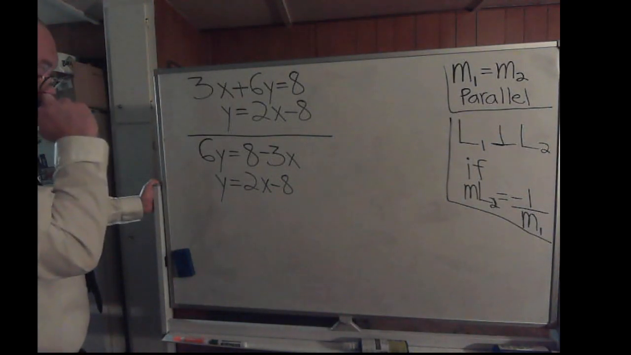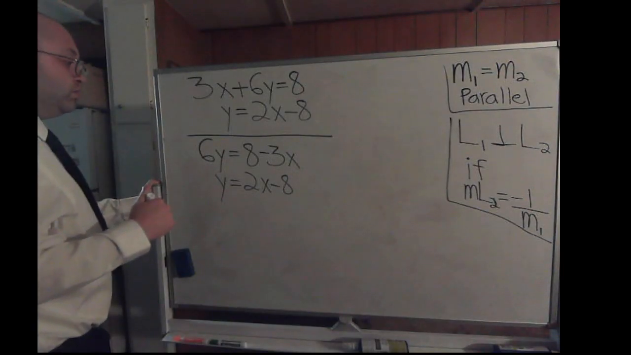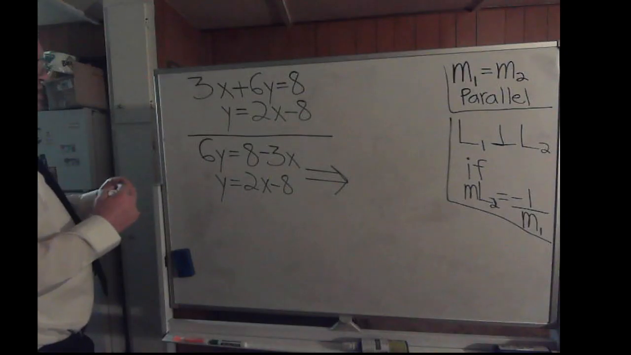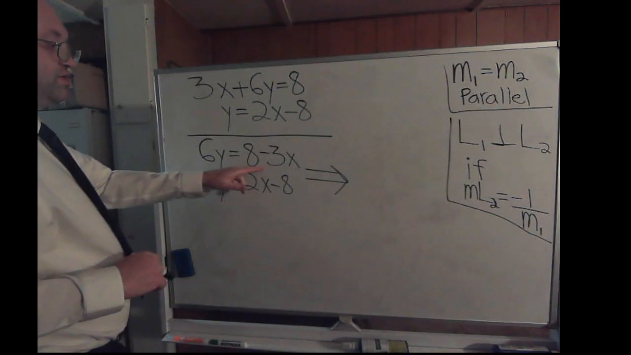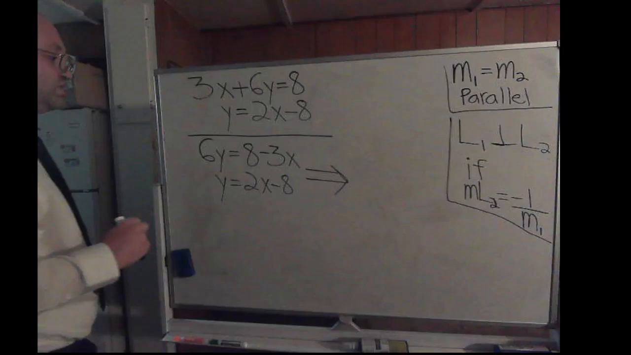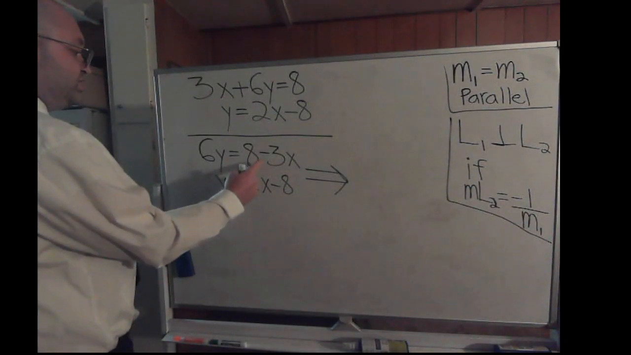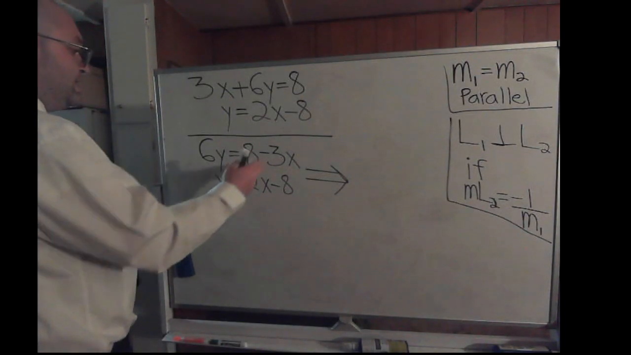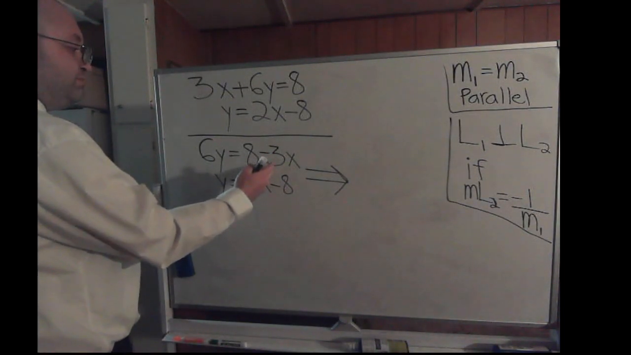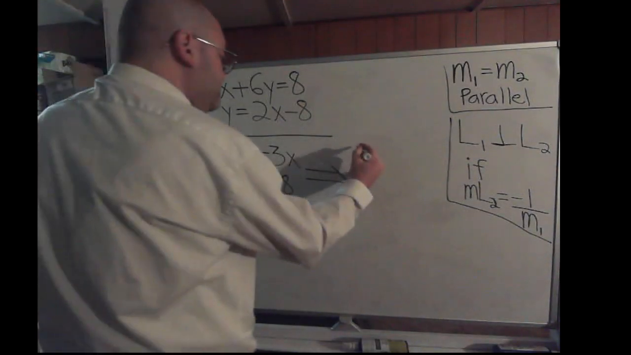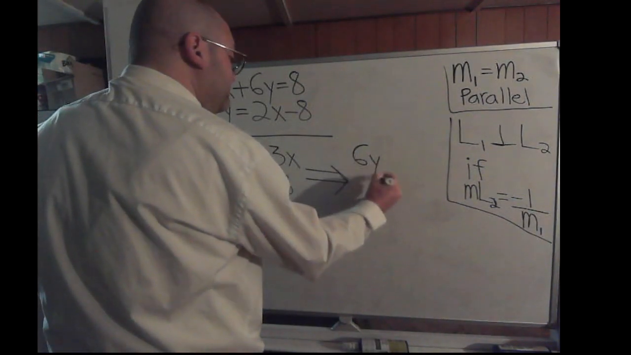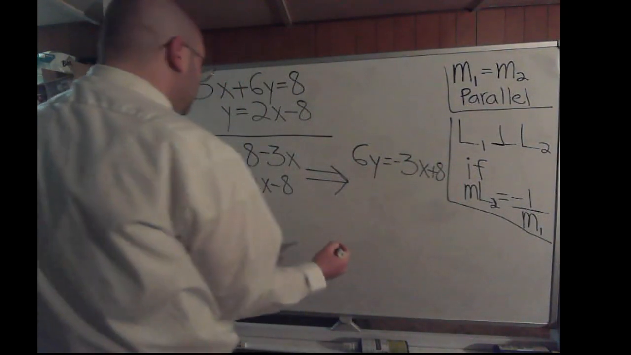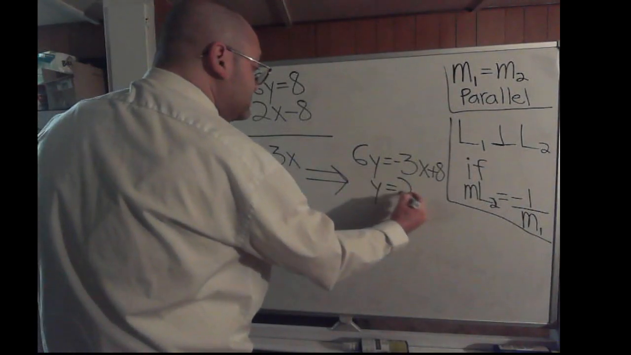Now, we can argue that this is still not quite in slope-intercept form, but we want to get it a step closer. So what you're going to have to do is use the commutative property of addition and move that negative 3x and 8 around. So if we do that, you'll end up getting 6y is equal to negative 3x plus 8. And then you'll have y equals 2x minus 8.